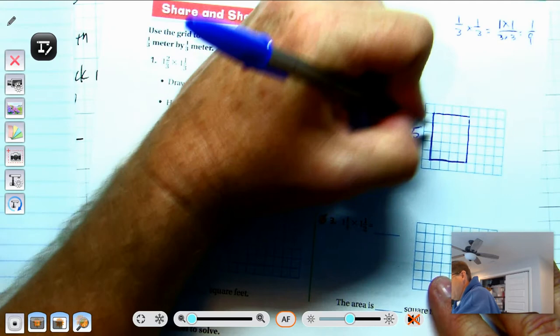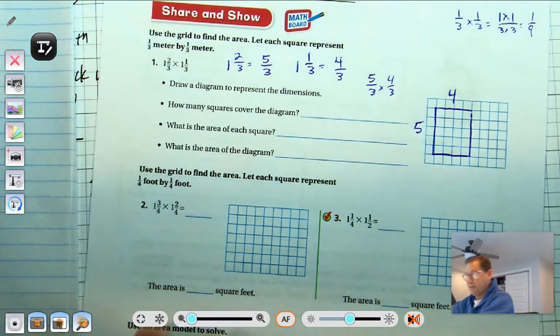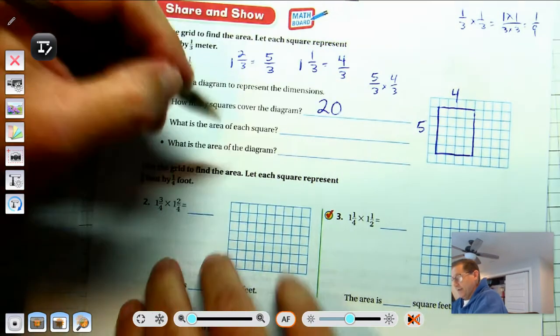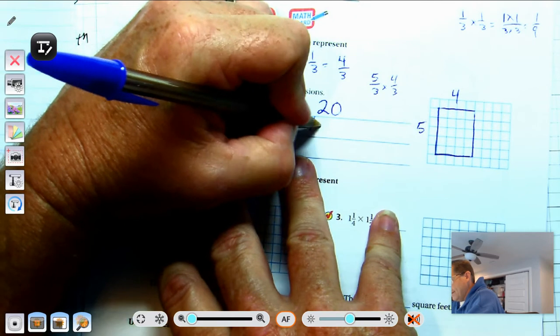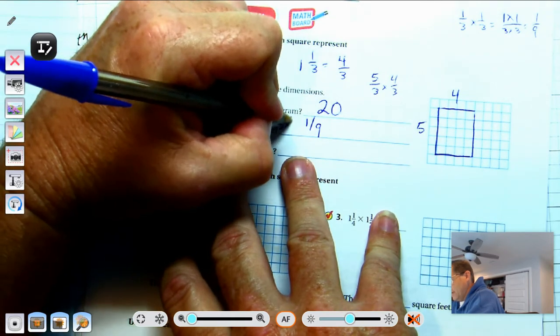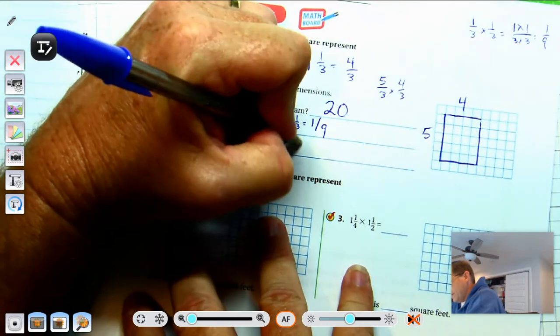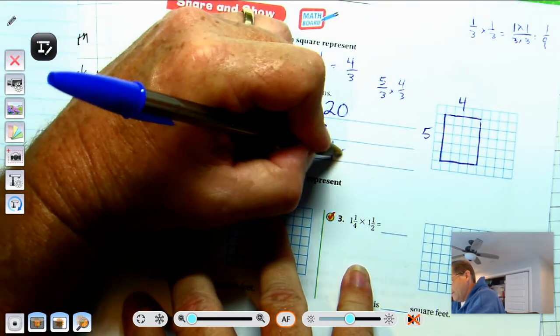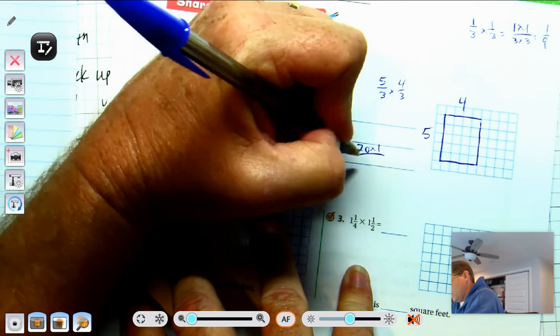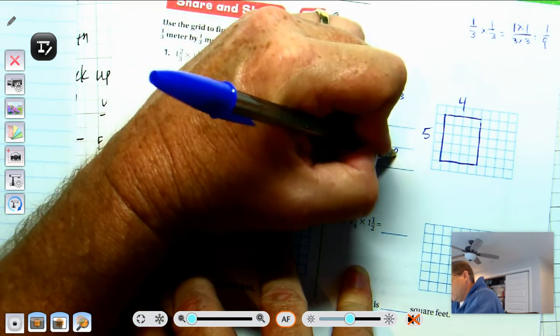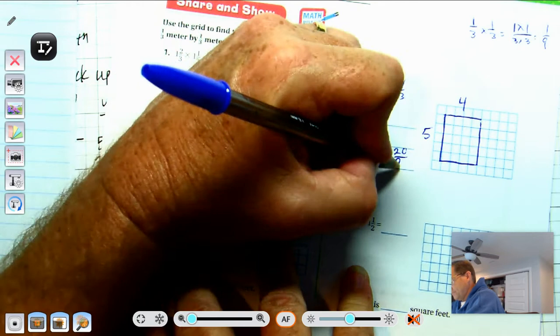So we have a 5 by 4, which is 20 squares. And each of the squares will be 1/9, because 1/3 times 1/3 is 1/9. So what's the area? The area is 20 times 1/9, which is 20/9.